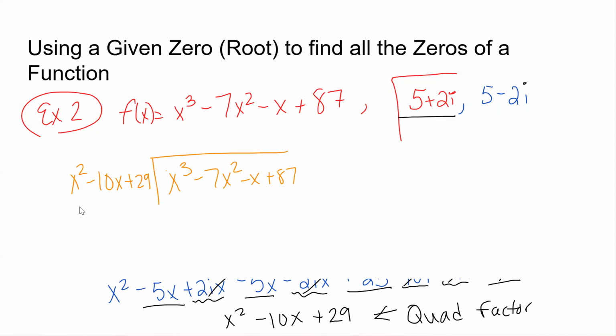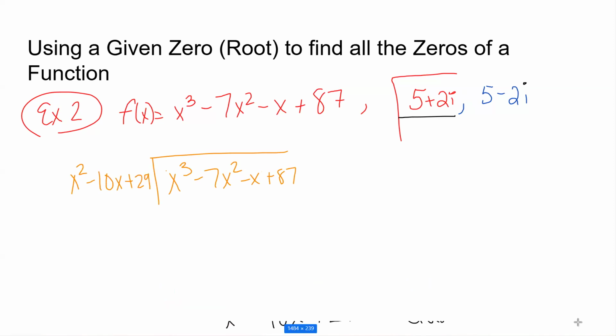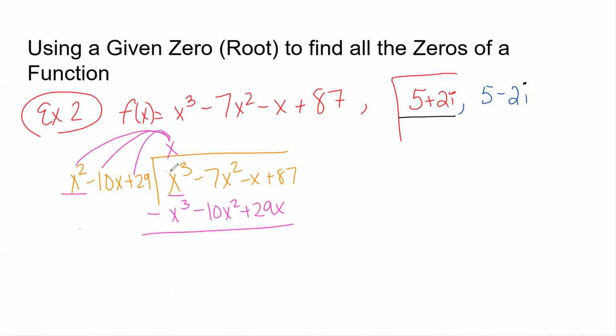All right. How many times does x squared go into x cubed? X. Distribute, that would be x cubed minus 10x squared, positive 29x, and subtract. This is gone. Minus, minus, this is really going to turn to plus, negative 7 plus 10, so 3x squared. Negative 1 minus 29, so negative 30x, and drop down.